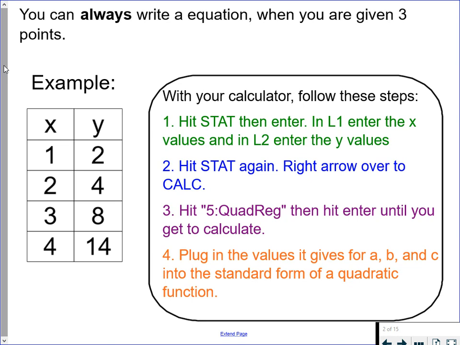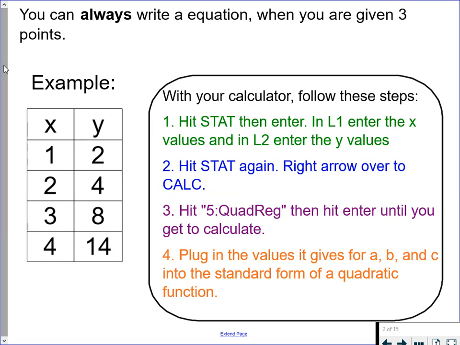The reason for that being is if I gave you 2 points, how do you know what the shape of the graph is? Is it going to be a line? Maybe. Can it be a parabola? Maybe. This third point could either go up like this or down like this. We don't know. So that's why we always need 3 points to be able to create an equation.